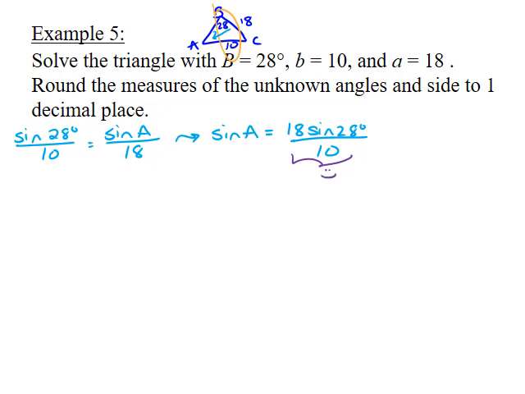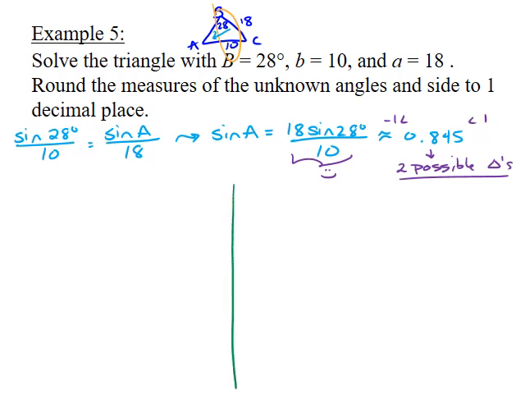When you plug this into your calculator, you get 0.845. This is in between -1 and 1, so this tells us we have two possible triangles. That means I will either have one triangle or two triangles. Typically, when I have this two possible triangle situation, I split my paper and I say, this work will be for triangle 1 and this work will be for triangle 2.